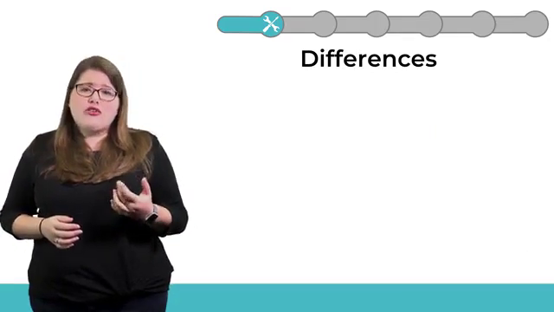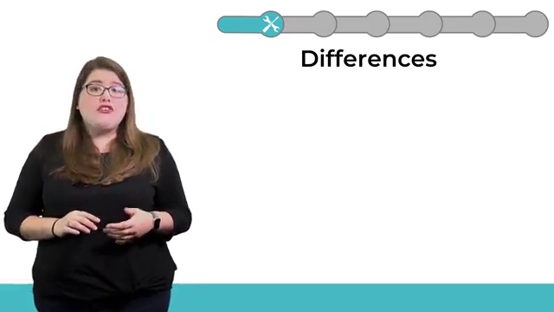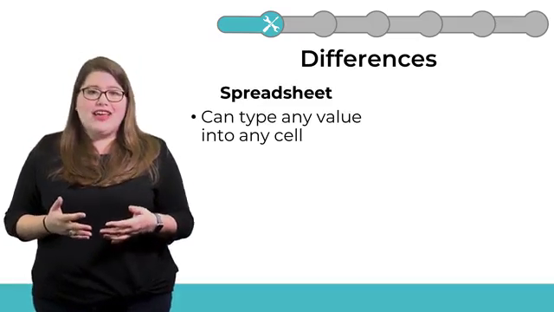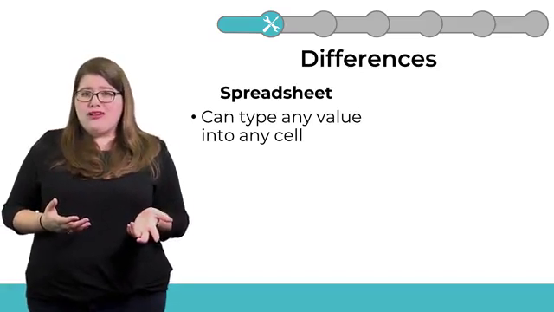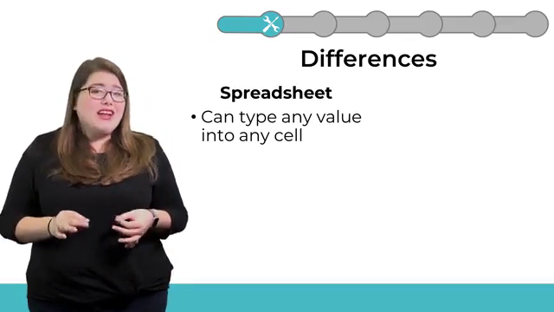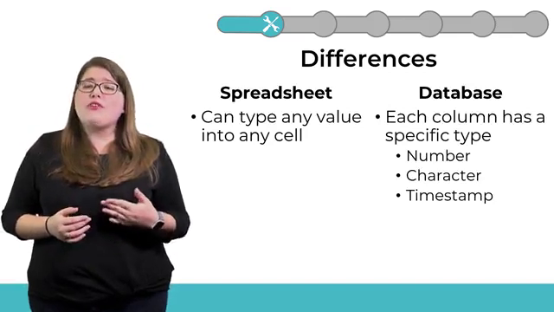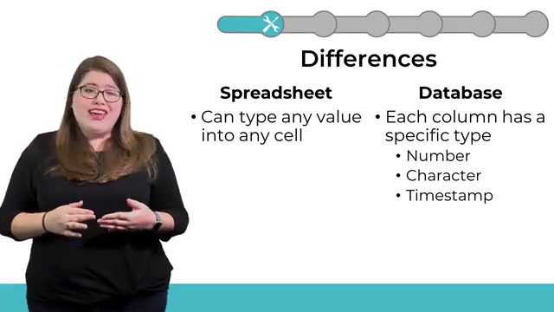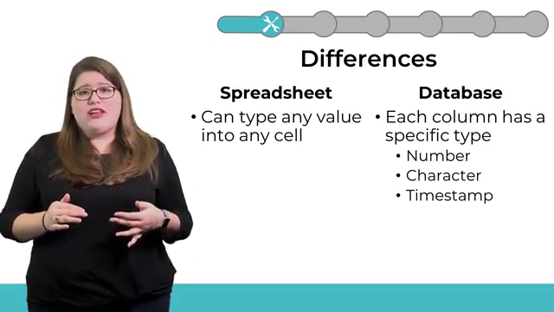In addition to this structural difference between spreadsheets and databases, there is one other major difference you should know about. In spreadsheets, you can type anything into any field that you like. You could type a word, a date, or a number, even if it doesn't make sense as an answer for that column. This is not possible in databases. Each column in a database has a particular type, like a number, character, or timestamp. If your data does not follow the format in a particular column, it cannot be entered into the database.